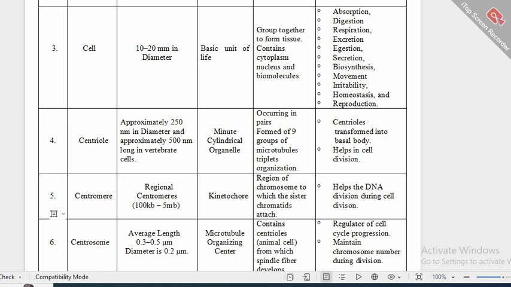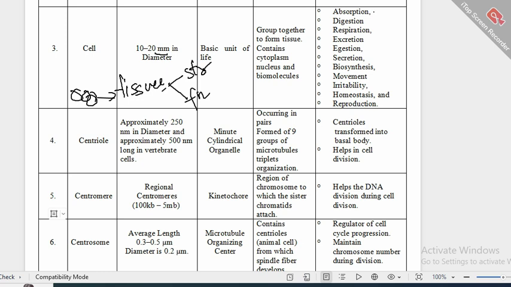So cell is a basic unit of life. We all know that when cells are grouped together, they form tissues. Tissue is a level of organization where structurally similar and functionally similar cells are grouped together to perform the function. It is 10 to 20 millimeter in diameter.